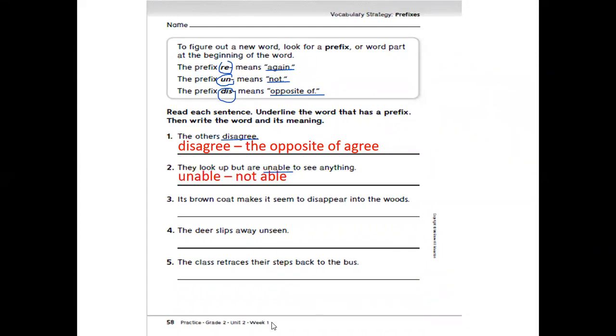Its brown coat makes it seem to disappear into the woods. So here we have disappear. That means the opposite of appear, so we cannot see it anymore. The deer slips away unseen. Here we have the prefix un. Unseen means not seen. The class retraces their steps back to the bus. Retraces, so we have re. Re means again. So retraces means trace again.